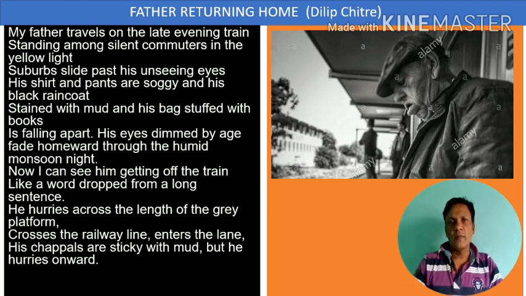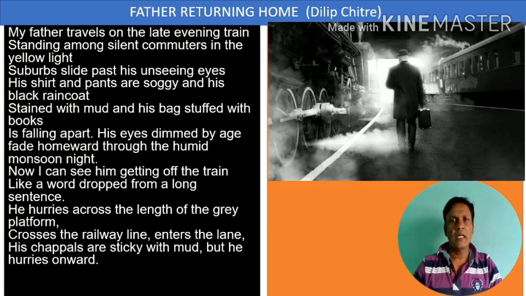The title of the poem is Father Returning Home, and this poem is written by an Indian poet, Dilip Chitre. Father Returning Home is perhaps one of the most famous poems by this Indian poet. It is an autobiographical poem. It is a dramatic monologue, and in this poem the poet depicts the life of an old person in the metropolitan cities like Mumbai.